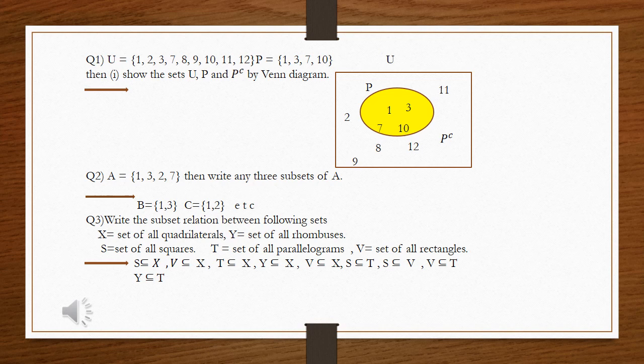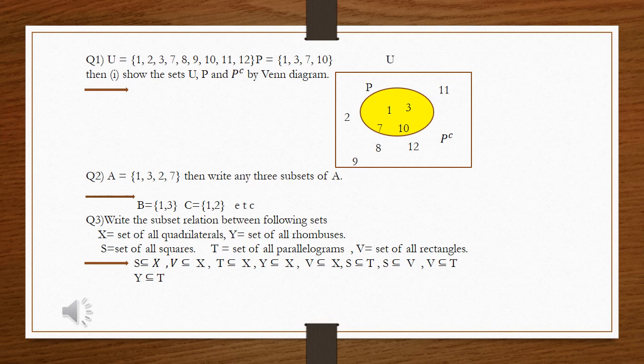Now the remaining elements of the set U are 2, 8, 9, 11 and 12, and these elements represent the set P complement. That means P complement means the elements which are not from the set P but which are from the set U. Okay, got it. Now let us discuss the second example.